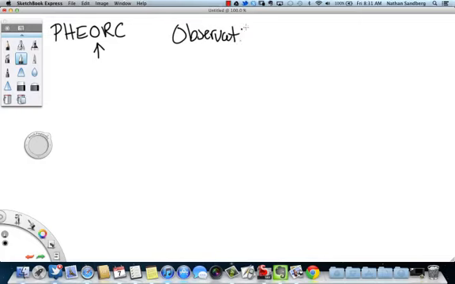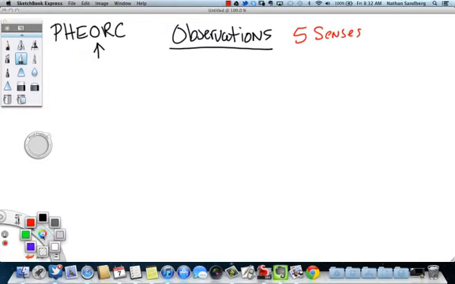We make observations all the time. We observe how people interact with each other. We observe people driving too fast. We observe lots of things, and remember here, we use our 5 senses. This is where we're using our 5 senses: seeing, hearing, touching, tasting, and smelling.